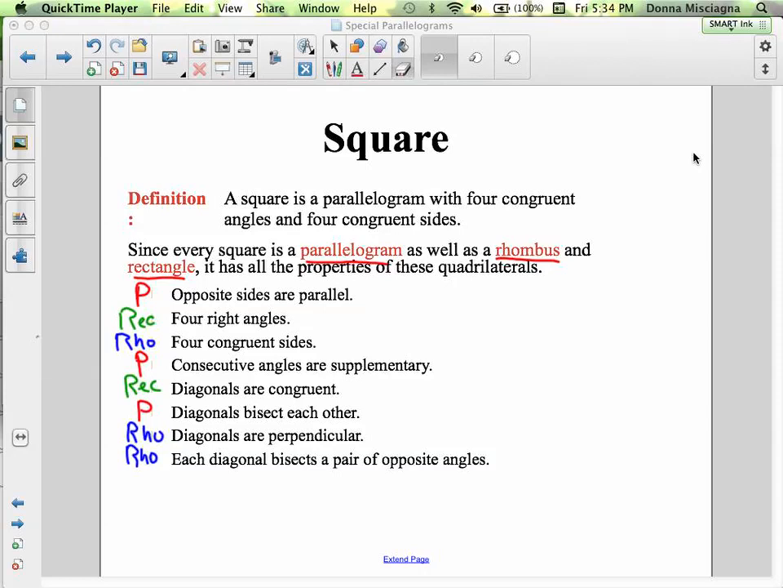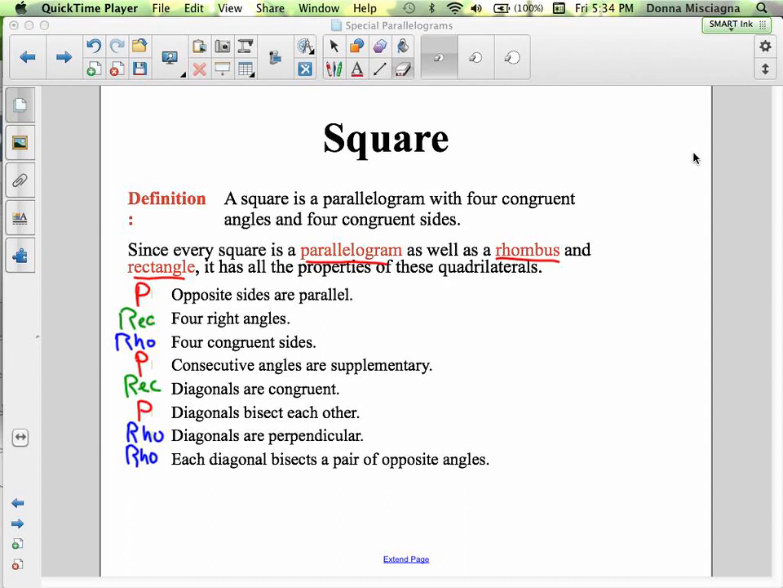So, a square. A square is a parallelogram with 4 congruent angles and 4 congruent sides. Since every square is a parallelogram as well as a rhombus and a rectangle, it has all the properties of these quadrilaterals. So the P next to the property means a parallelogram. That's a property from a parallelogram.